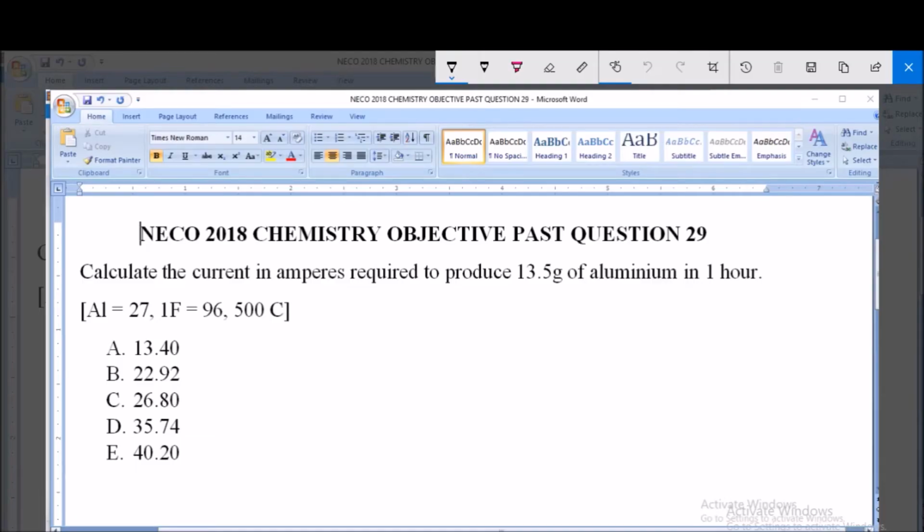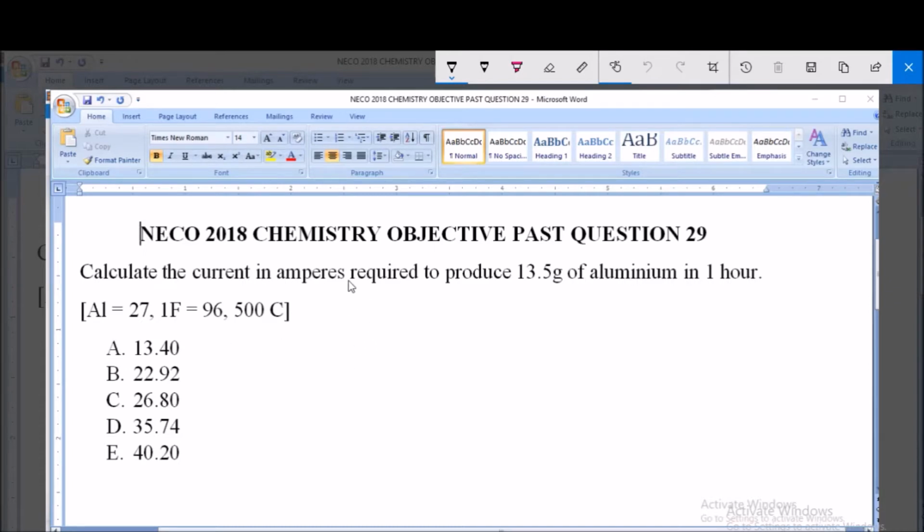I'll be answering NECO 2018 Chemistry Objective Past Question 29. Calculate the current in amperes required to produce 13.5 gram of aluminium in 1 hour, given that the molar mass of aluminium is 27 and 1 farad is equals to 96,500 coulomb. A, we have 13.40, B, we have 22.92, C, 26.80, D, 35.74, and E, 40.20.